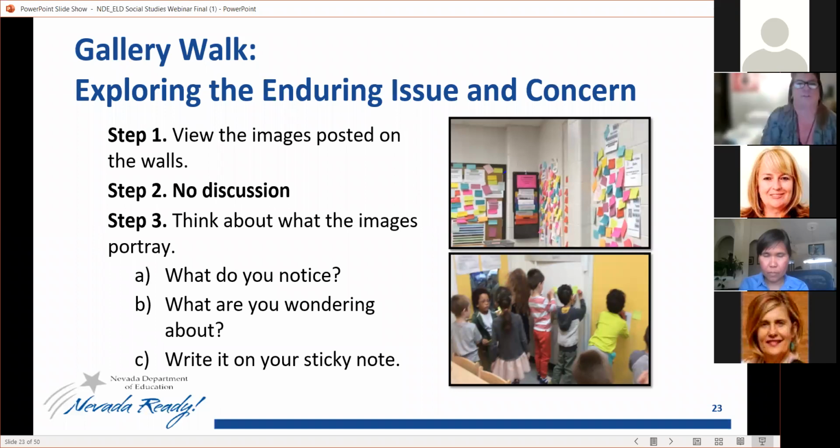So in this picture, I am depicting 2 different scenarios. And the reason why I like to use this is the top picture is a high school classroom where the students, during their gallery walk, viewed the images and posted their stickies. Remember, during your initial opening of a gallery walk, there should be no discussion. Students are only writing their own thoughts and views on their stickies.